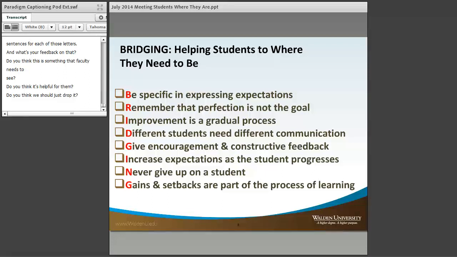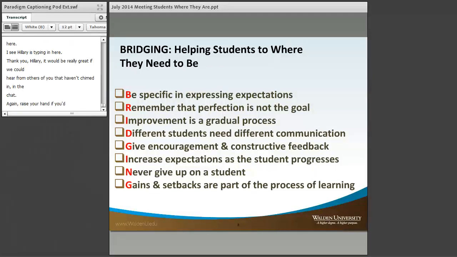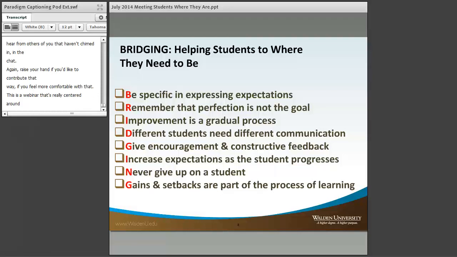We're really looking for some input here. I see that Hillary is typing in. Thank you, Hillary. It'd be really great if we could hear from others of you that haven't chimed in the chat. Again, raise your hand if you'd like to contribute that way, if you feel more comfortable with that. This is really a webinar that is centered around a lot of discussion, so we encourage you to share your thoughts with us. There's no right or wrong answer here.